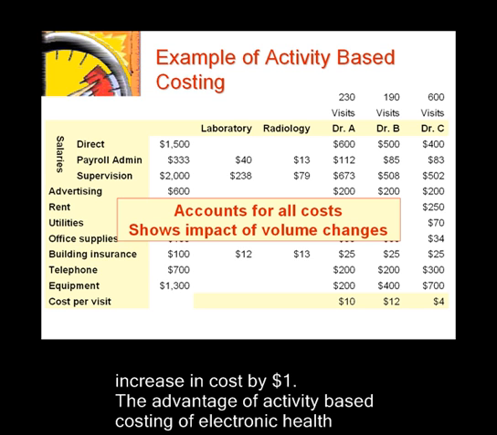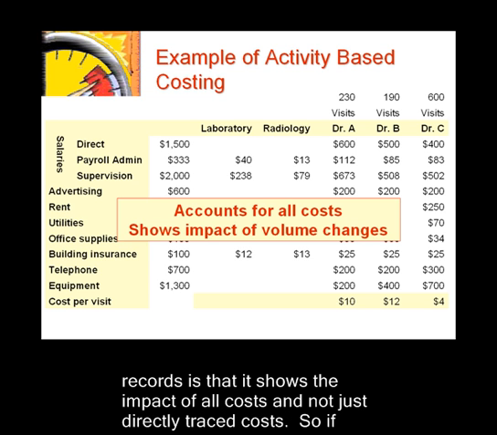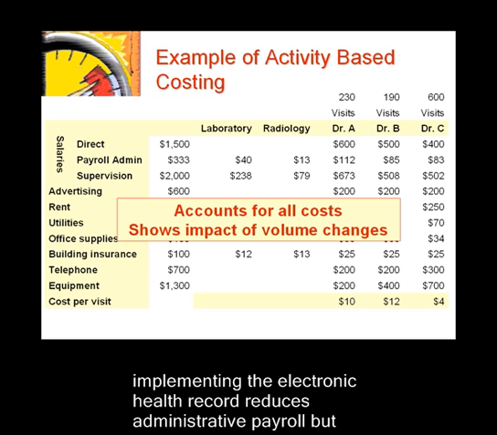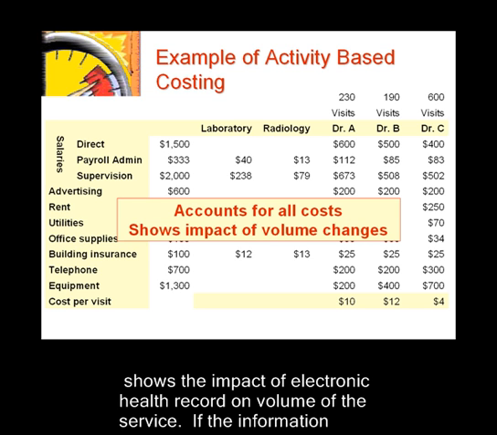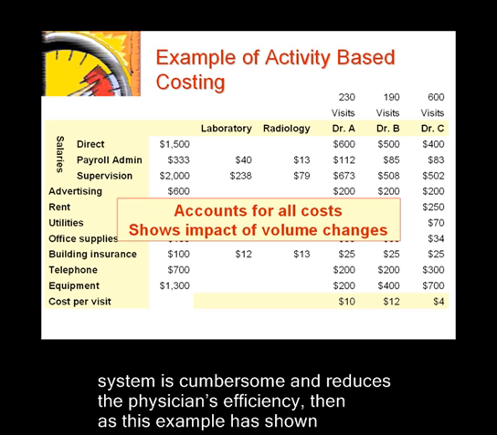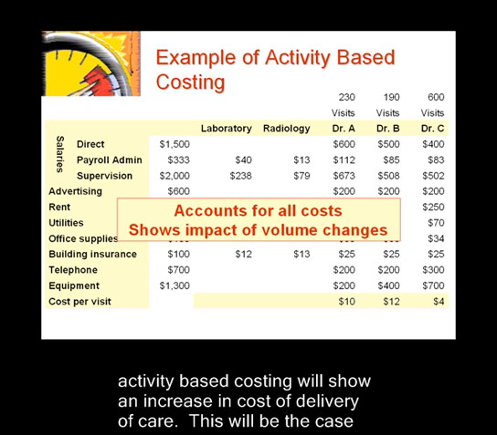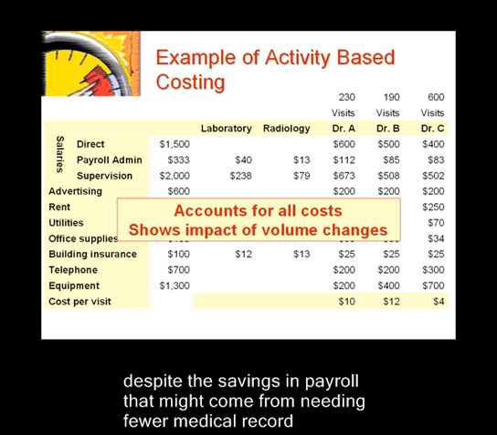The advantage of activity-based costing of electronic health records is that it shows the impact of all costs and not just directly trace costs. So if implementing the electronic health record reduces administrative payroll but increases other costs, activity-based costing shows the net impact of this change. It also shows the impact of electronic health record on volume of the service. If the information system is cumbersome and reduces the physician's efficiency, then as this example has shown, activity-based costing will show an increase in cost of delivery of care. This will be the case despite the savings in payroll that might come from needing fewer medical record personnel.